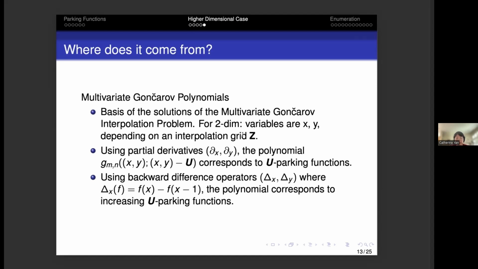The weight I defined in previous pages actually offers you the interpolation grid. Each pair of weights gives you a point, and that's your point to do the interpolation. In the Gončarov polynomial problem, if you use the partial derivative, we get the solution, that is, the polynomial corresponding to the U-parking functions. And if we change the differential operator to the partial backward difference operator, then the polynomial we obtain corresponds to the increasing U-parking functions.